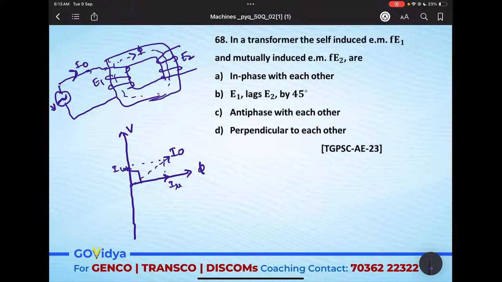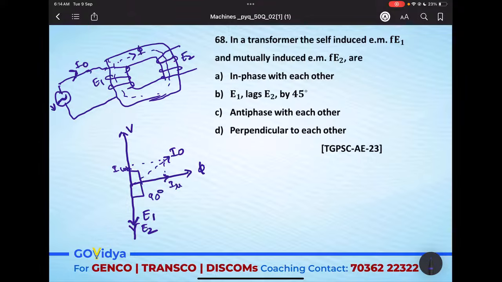when the alternating flux is flowing through the core, self-induced EMF E1 and mutually induced EMF E2 will develop inside the transformer core. E1 will be lagging the flux and E2 also will be lagging. Why? Because the same flux is cutting the primary winding and the secondary winding. So these two will be in phase and lagging by 90 degrees with the flux. This is the phasor diagram of a transformer no load condition.